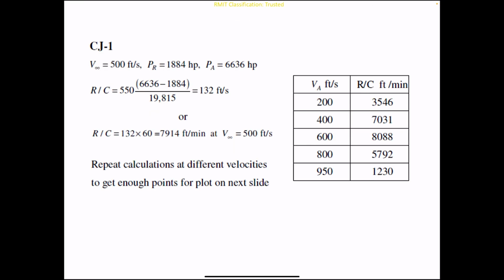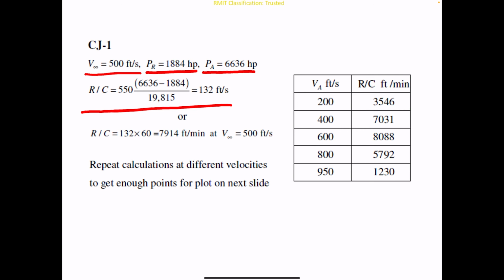On this page, we have calculation of rate of climb curve in the same manner as we did for prop. So we are given velocity, we are at sea level, we calculate power required, and you know how to do it. We get power available from given data and calculate rate of climb. That's for this particular velocity. Please don't forget that we convert feet per second into feet per minute. In the same manner, we calculate rate of climb for other velocities of interest.